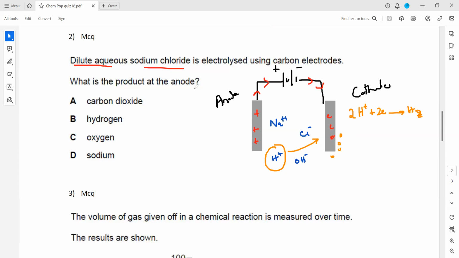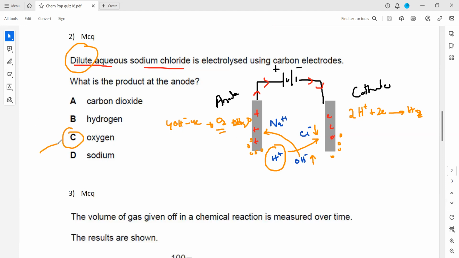Then for negative ions, we check the amount. Dilute means it contains more water. So this solution contains more OH ions and few chloride ions. So for OH ions, 4 OH ions will lose 4 electrons and form oxygen gas and water molecules: O2 plus 2H2O. So whenever OH ions move there, there will be oxygen gas.